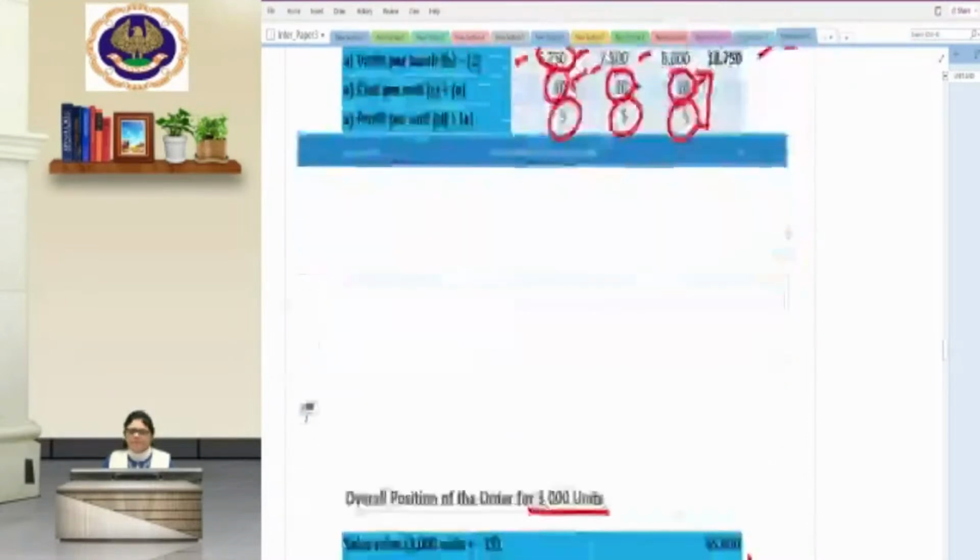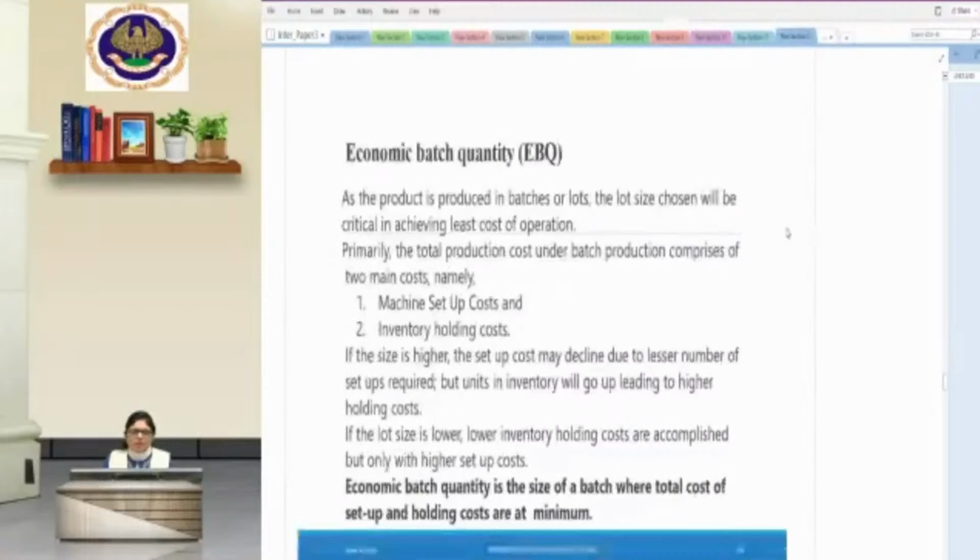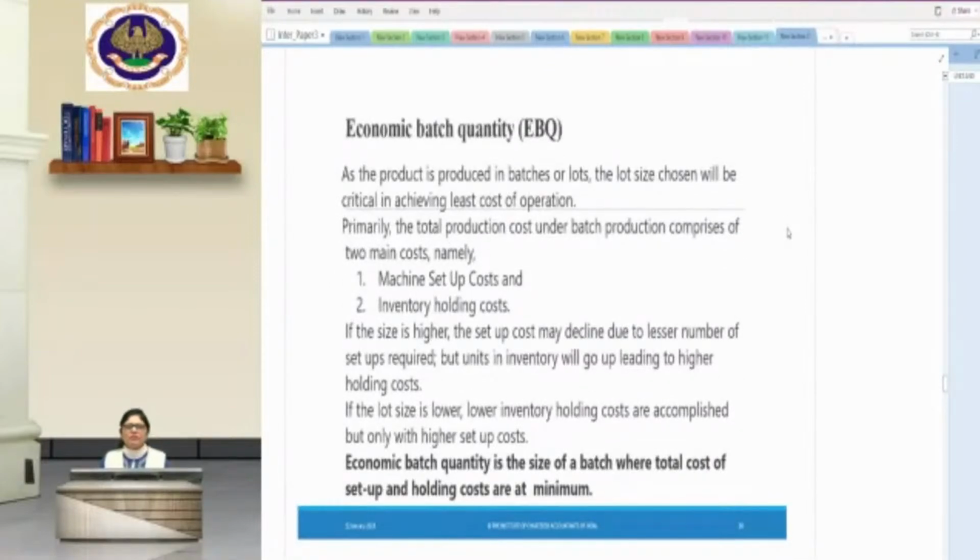All right, let's move forward now to the last segment of the session, economic batch quantity. This is similar to what you have done in material, economic order quantity. So economic batch quantity helps you to find out how many units you should produce in a batch. In the last question, it was 50 muffins in one batch.